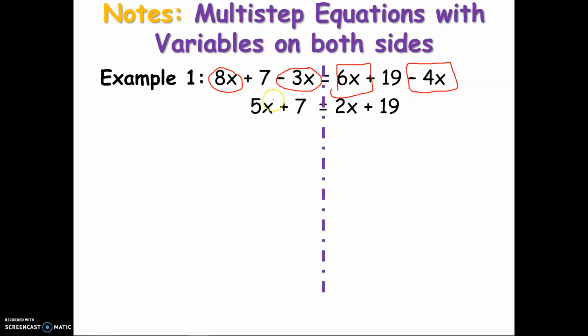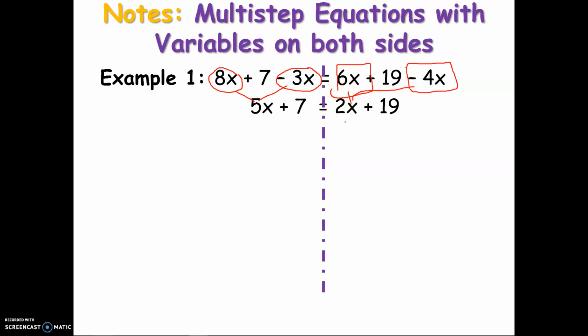This gives us 5x from the 8x and the negative 3x, and then 2x from the 6x minus 4x, and then of course our constants plus 7 and plus 19. Now this equation looks like the ones we did before. Remember, our objective is to isolate the variable x, meaning we need to get x's to just one side of the equation. We identify which side of the equation has the least number of x's, and in this case, that's the right-hand side.